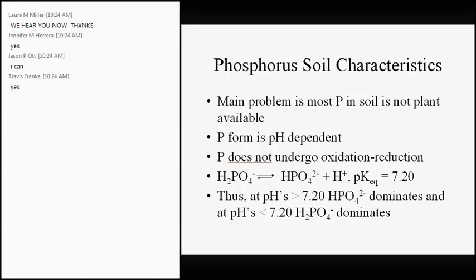You remember I told you that the difference between an acid soil and an alkaline soil was at pH of 7.2 as far as the availability of a particular type of phosphorus. So the H2PO4 minus is going to be dominant at pH of 7.2 and less, and the HPO4 minus 2 is going to be dominant at pH of 7.2 and greater. They are equal in concentration at pH of 7.2.